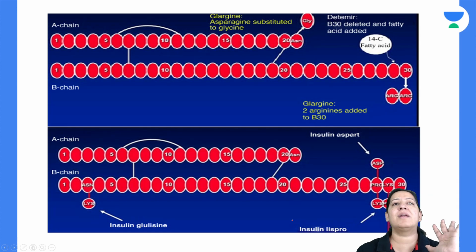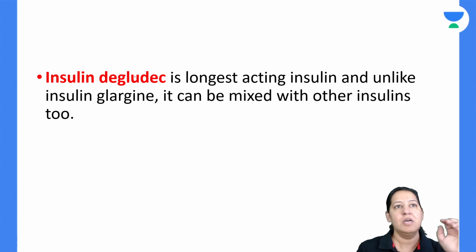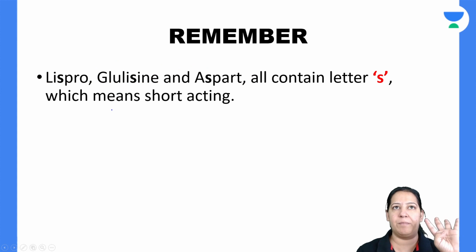I hope I am crystal clear in concepts, and you can do the revision of various types of insulin from my lecture. So here it is, degludec, it is the longest acting, and unlike glargine, it can be mixed with others because it is having neutral pH, right?